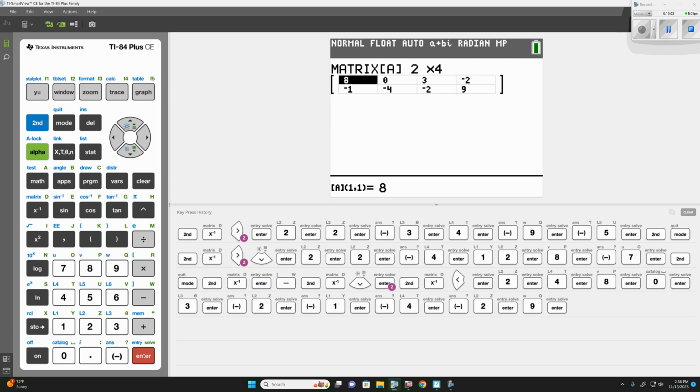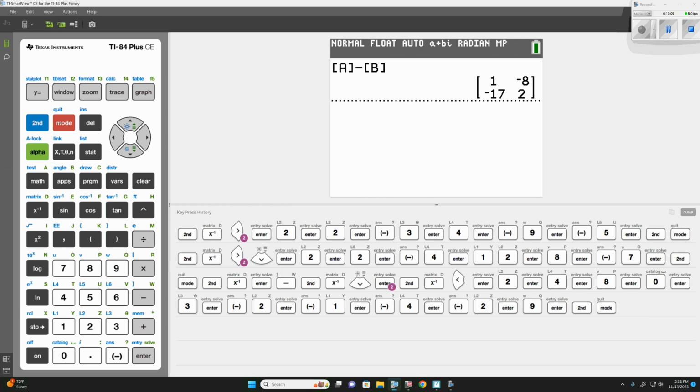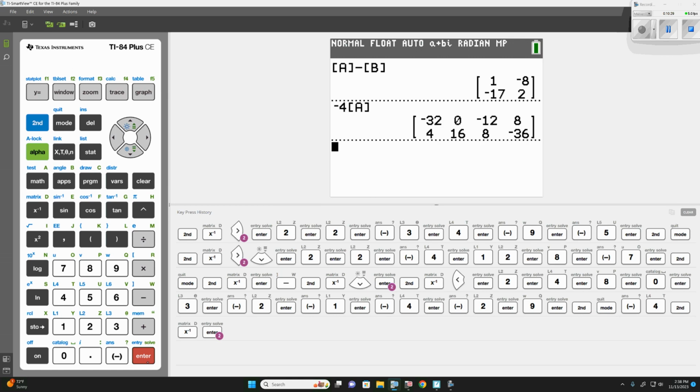Once you get it all typed in, second quit. Now what we're wanting to do is what? -4 times the matrix that we have, yes? So the first thing we would type in is -4. Second matrix. And then select which matrix that we have. And hit enter. Yep. -32, 0, -12, 8, 4, 16, 8, -36. That's it.